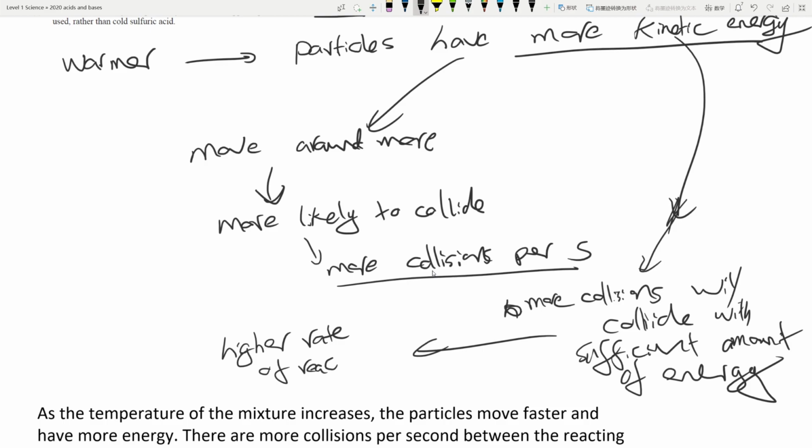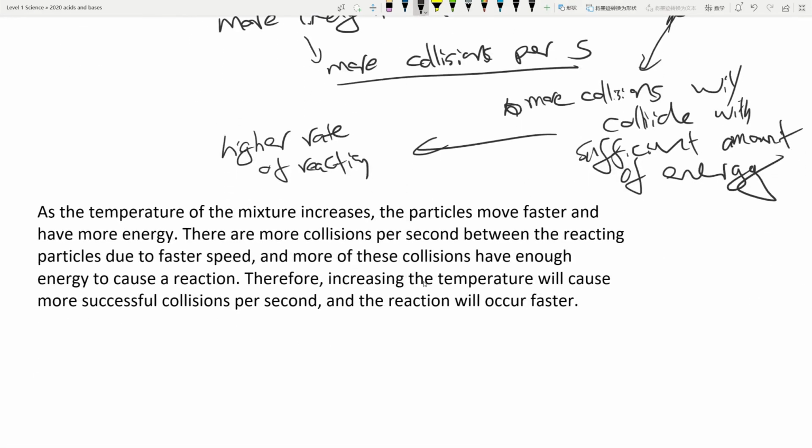Okay, but this is what you're looking at. This is twofold. A lot of people just go, oh, there's more kinetic energy, they're faster, more likely to collide, boom, higher rate of reaction. You will get a merit with that sort of answer, but you need to talk about the other aspect as well. So let's look at the written answer.